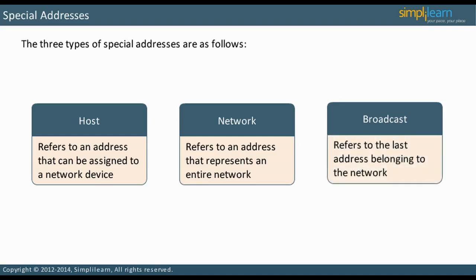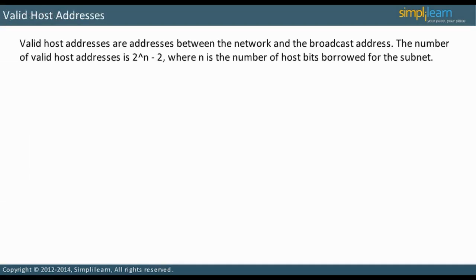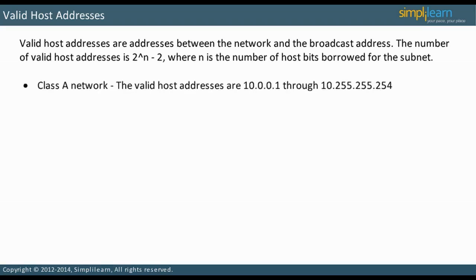Broadcast address refers to the last address belonging to the network. It is used to send information to all nodes on a network. In the next slide, we will look into the valid host addresses. Valid host addresses are addresses between the network and the broadcast address. The number of valid host addresses is 2 to the n minus 2, where n is the number of host bits.